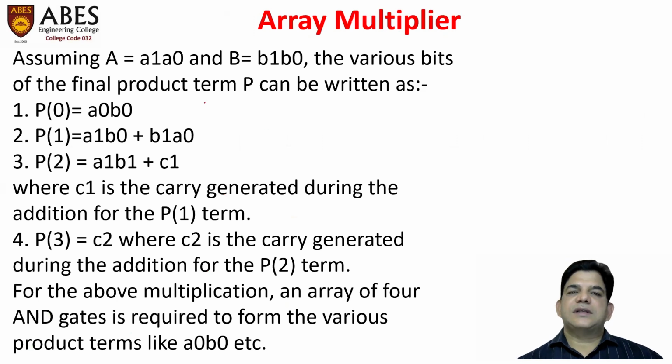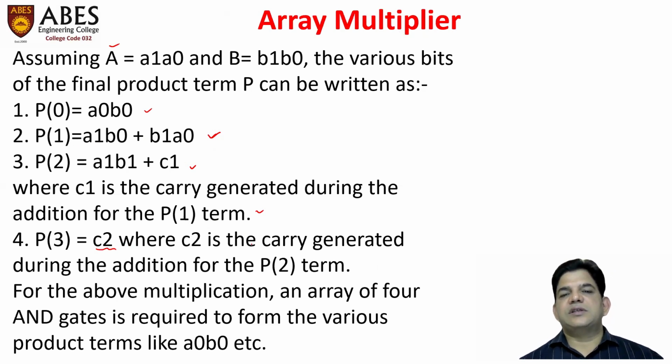Assuming register A is A1, A0, and register B is B1, B0, the various bits of the final product P are written as follows. The first output P0 is A0 B0. P1 is A1 B0 plus B1 A0. Then P2 is A1 B1 plus C1, which is the carry generated from the previous sum. C1 is the carry generated during the addition of the P1 term. And P3 is basically C2. So for the 2-bit multiplier, we have four outputs P0, P1, P2, P3.